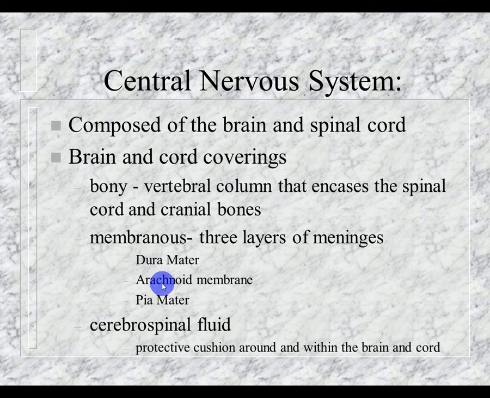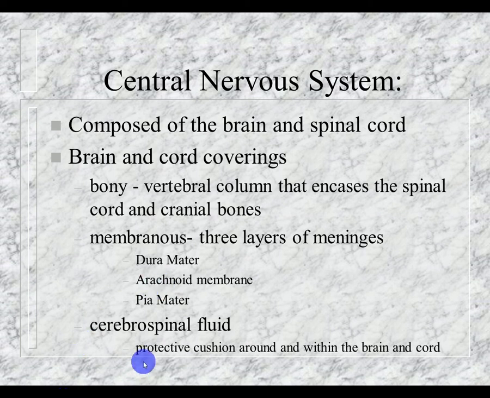Then you've got your pia mater. It's your tender, sweet mother. It's the transparent layer that's directly attached to the surface of the cord and the brain. So it contains your blood vessels, your nutritive layer. It's what you would think of a mother doing: feeding it, nourishing it, and helping protect it.